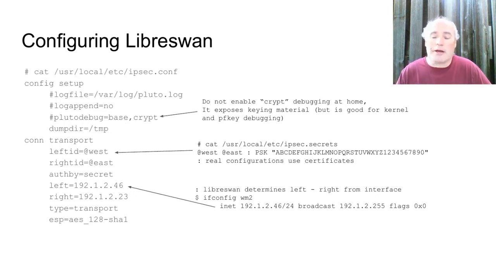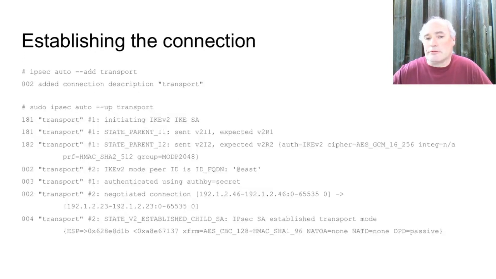That pins down or orients the configuration. And so here, left is 192.1.2.46. That lines up with the ifconfig the interface is going to use. And so everything else in that config file is tied to left, and it assumes the other end is right. Bit of an interesting one, but that's the way it works.